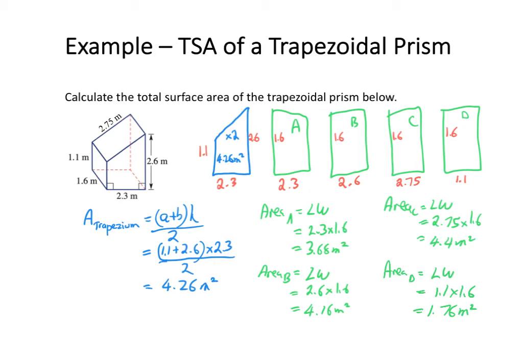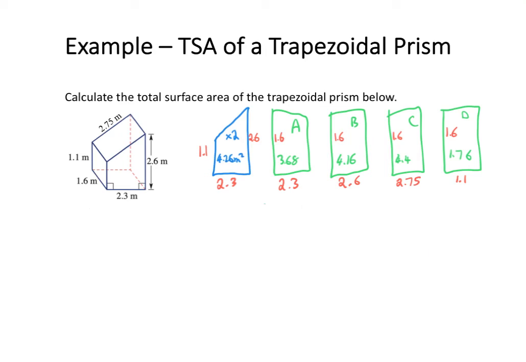Now that I've calculated those four areas, I can go ahead and add them into my shapes at the top: 3.68, 4.16, 4.4, and 1.76. Now that I have the area of each of those individual shapes, I can calculate the total surface area of my trapezoidal prism. To do that, I need to add all of my sides together.